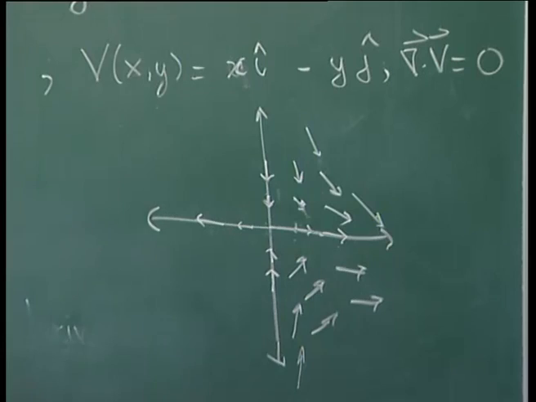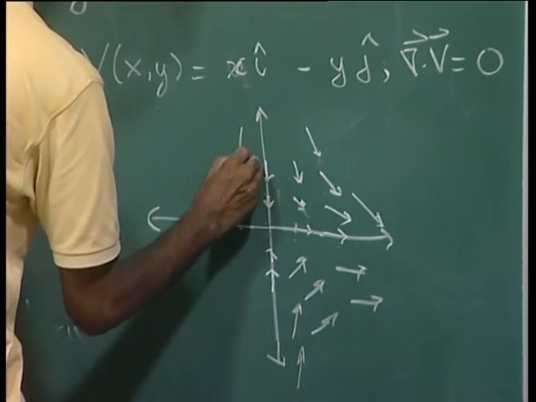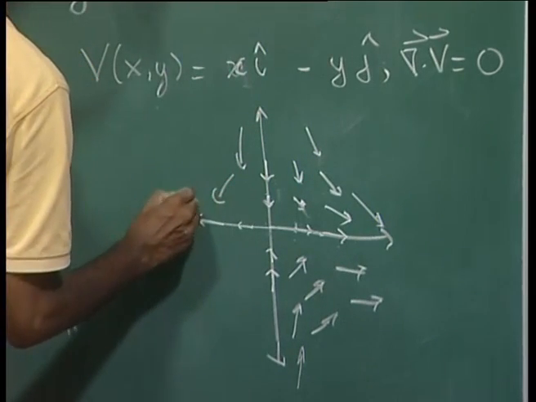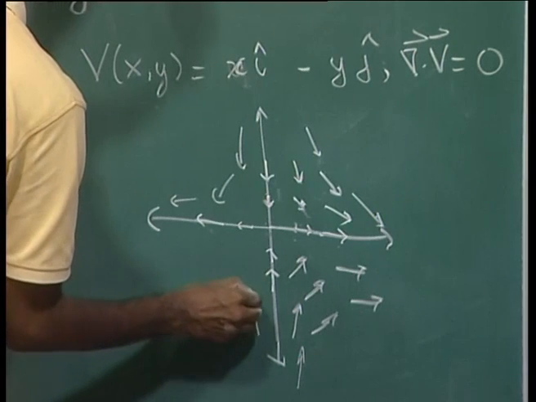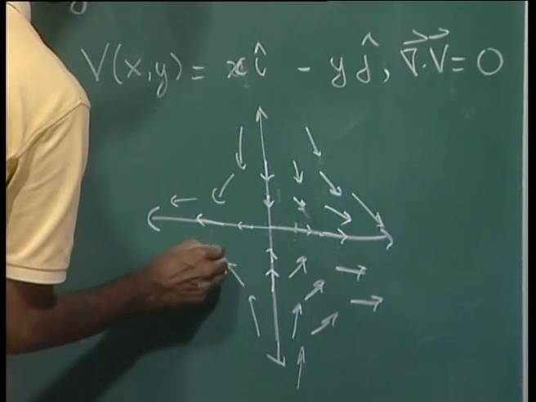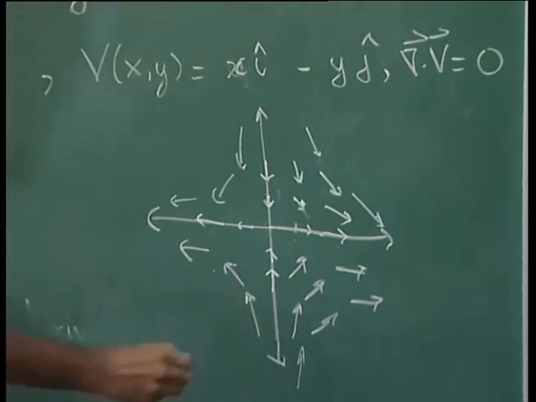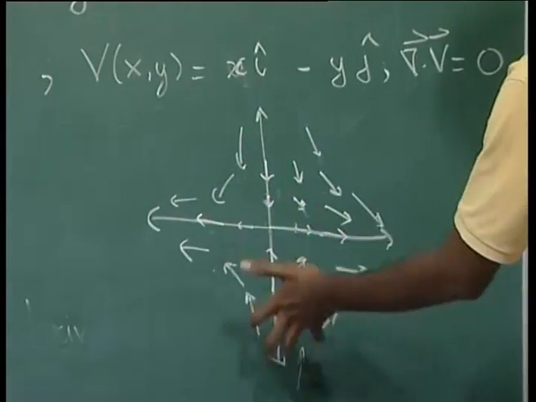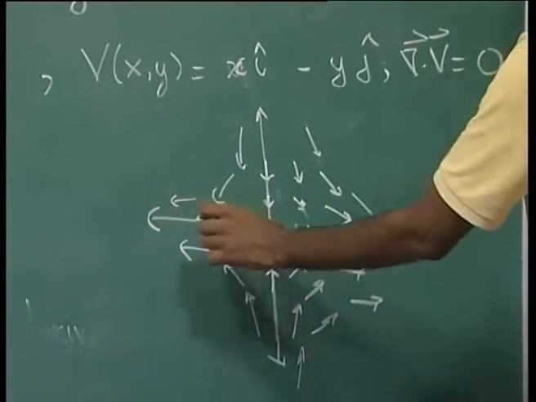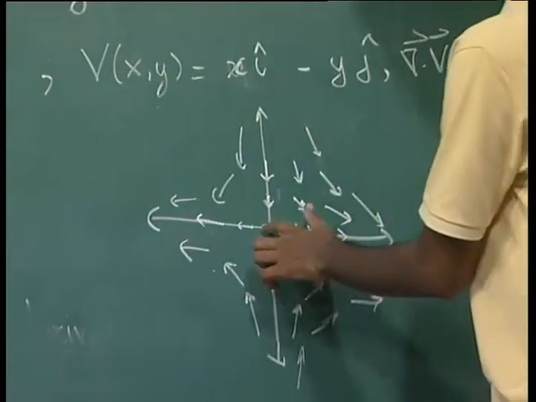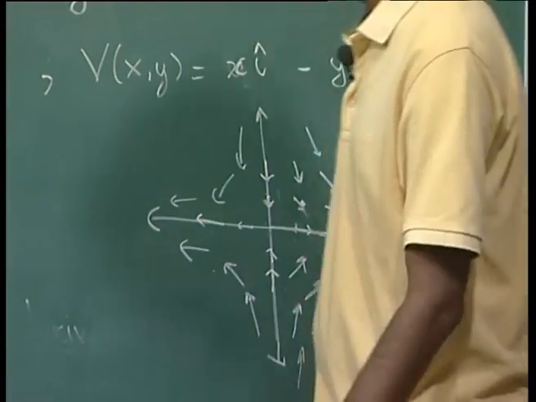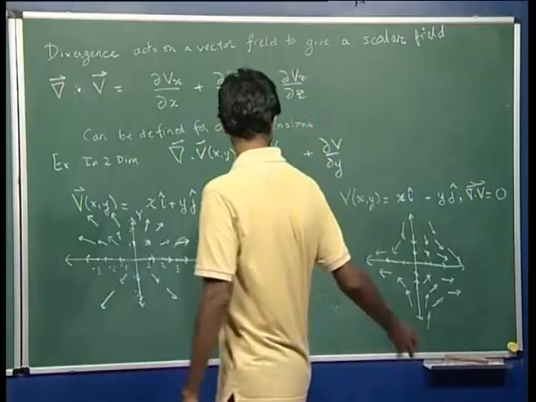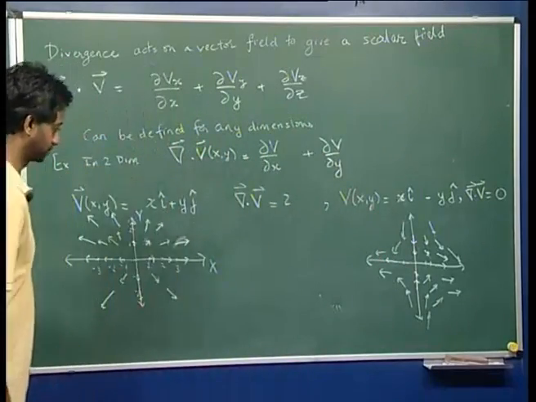Similarly, in this direction you can show that it will go, and in this direction it will go. So what you see is that in some directions the vectors are flowing in, and in some directions they are flowing out. So, as a net result, this point really does not act like a source of vectors, and therefore, the divergence of such a field will be 0.